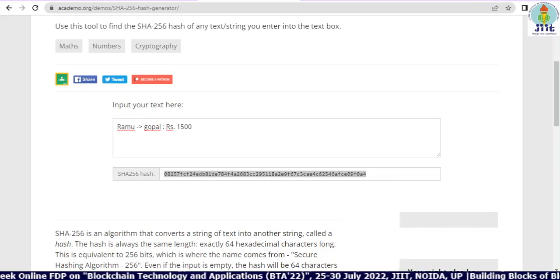This is the way the cryptographic hash function is used for achieving the integrity of the transaction. I hope by this time you know the importance of the cryptographic hash function in achieving the immutable ledger. Immutable means which cannot be changed. If you try to change it, the block will become invalid.